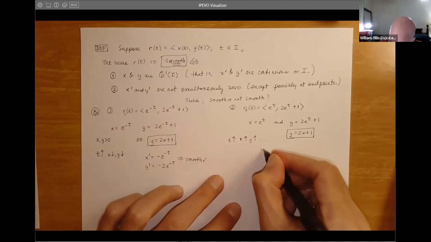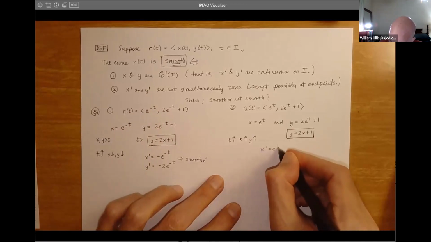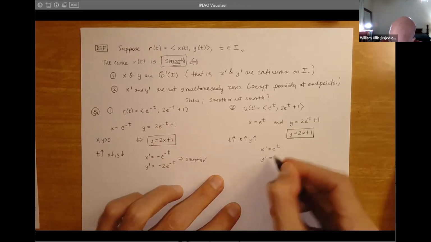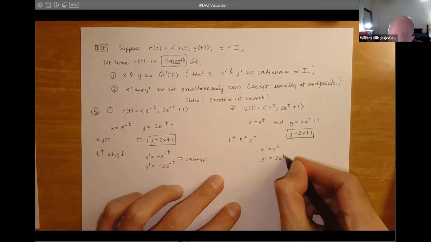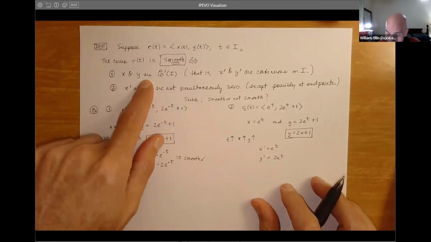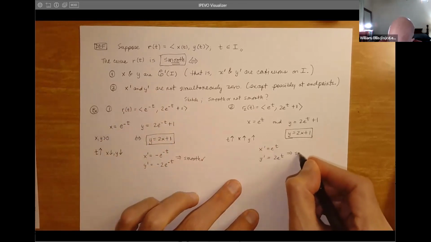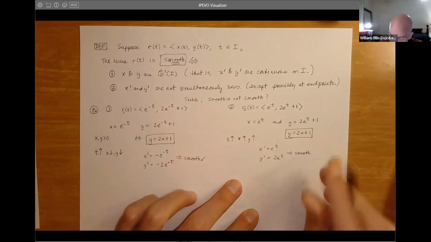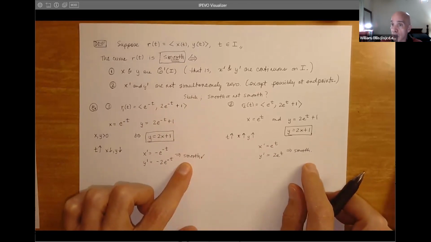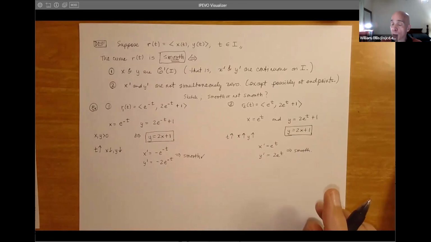Here, x prime is just e to the t, and y prime, again, is 2e to the t. Again, nice and continuous, one is satisfied, and of course they're never zero, so again, this implies smooth. So this curve is smooth, which is good. Again, it's going to be great for the calculus that we're going to need.